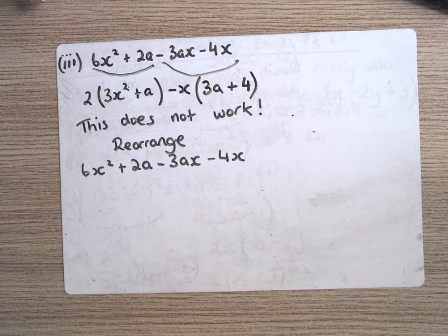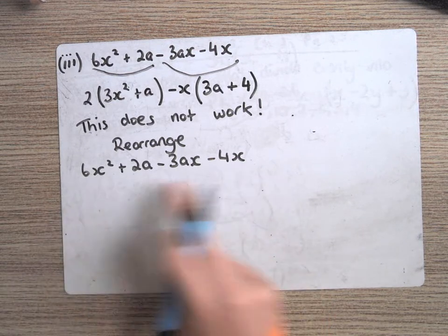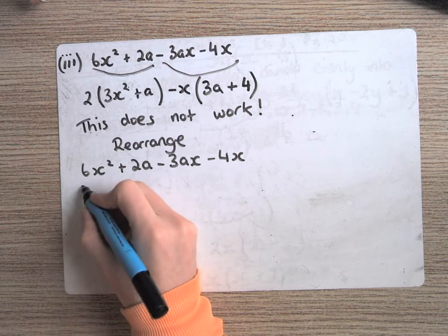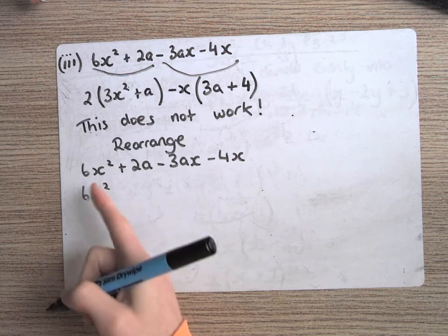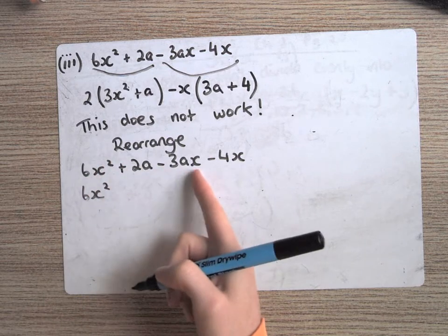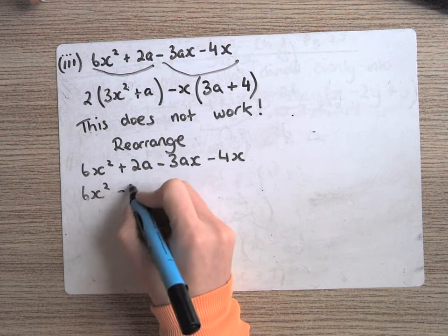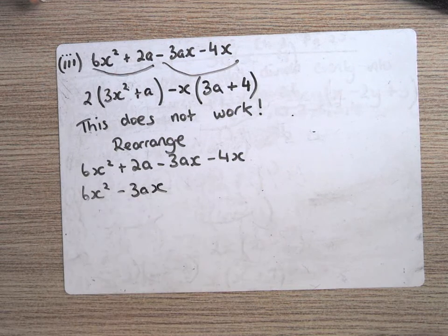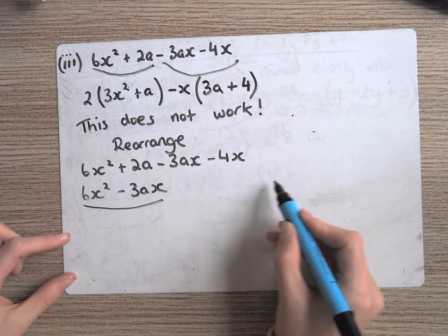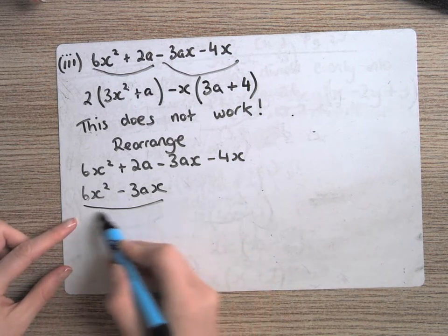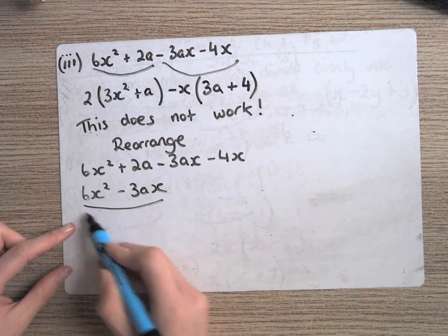Now, can we try and rearrange this, please? Let's leave the 6x squared there. Yeah, let's try and put the things in common. So the 6x squared and the 3ax, I know have numbers and letters in common. So let's do that. Now, sometimes I think it helps if you actually start factorizing this first before you write the next ones out. So, if we start factorizing this, what is common to these two?